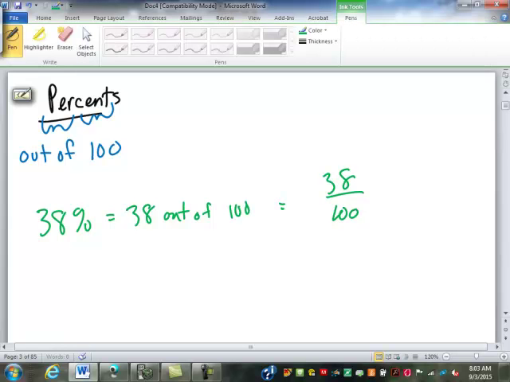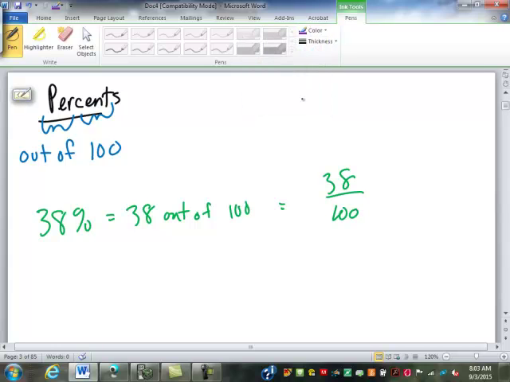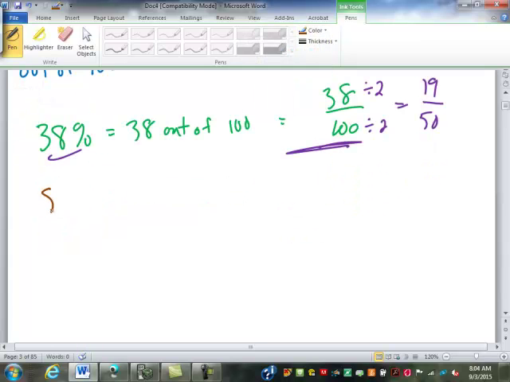Now, in fact, it is exactly just that simple to change a percent into a fraction. 38% becomes 38 out of 100. Now, we're not going to leave it like that because both of those numbers can be divided by 2. So it'll reduce to 19/50ths. Let's try a few. How about 85%? What's that going to become as a fraction? 85 over 100. Then divided by 5 is going to be 17 over 20.